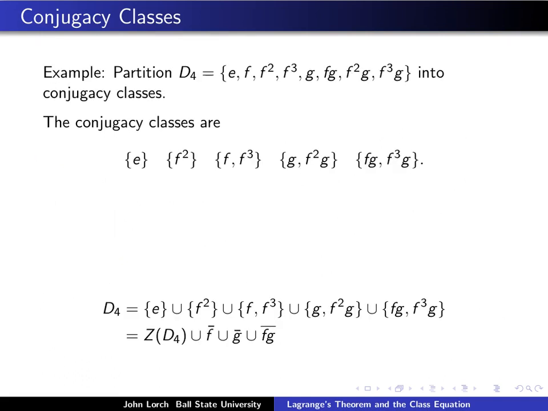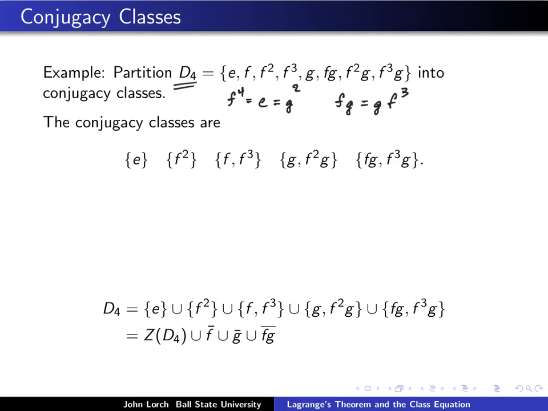Well, let's now partition a group into the equivalence classes that we get from the conjugacy equivalence relation. So the group in question this time is going to be the dihedral group D4 we discussed in an earlier video, and it consists of F's and G's, where we know that F to the fourth is the identity, as is G squared. And the relationship between F's and G's is that if you take F times G, that's the same as G times F cubed.